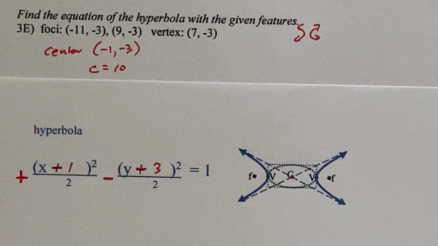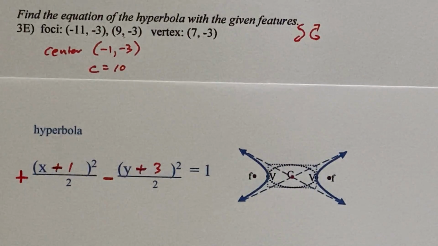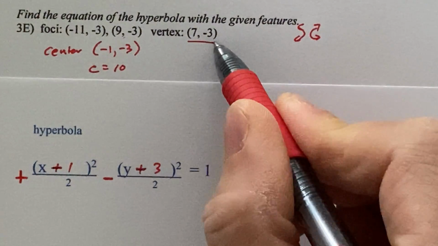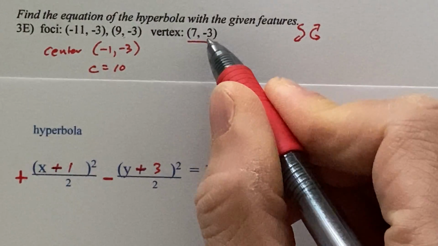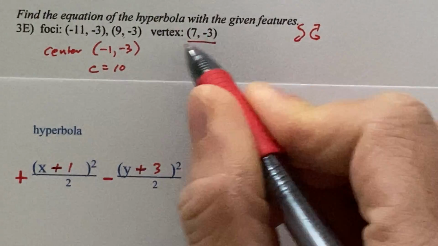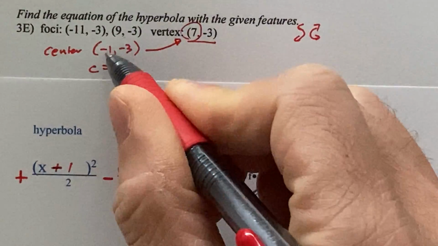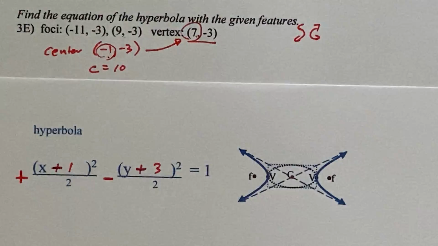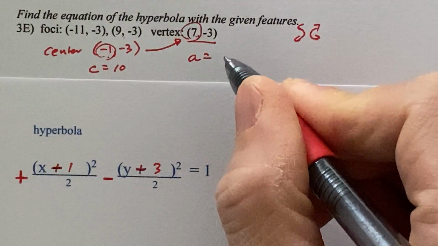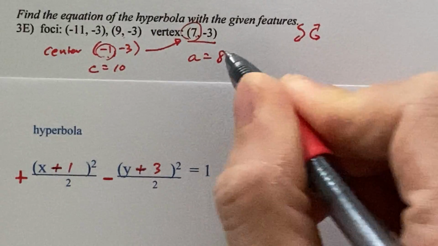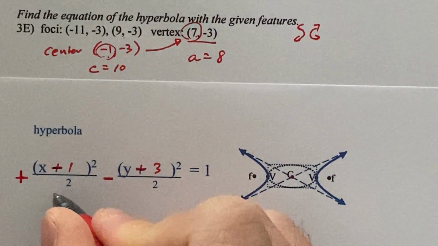All I have to do is figure out what A, B, and C are, put those numbers in, and I'm good. So now this is where this information comes into play. If I know one of the vertices, this particular vertex is 7, -3, all I have to do is figure out how far apart are these two. Look at the changes. If this is -1 and this is 7, that's 8 spaces away. And that by definition is letter A. Okay, so A is 8, which means once again, A goes underneath the positive fraction.